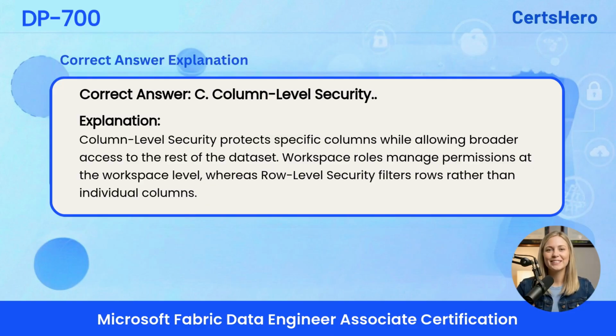Correct answer C. Column-level security. Explanation. Column-level security protects specific columns while allowing broader access to the rest of the dataset. Workspace roles manage permissions at the workspace level, whereas row-level security filters rows rather than individual columns.